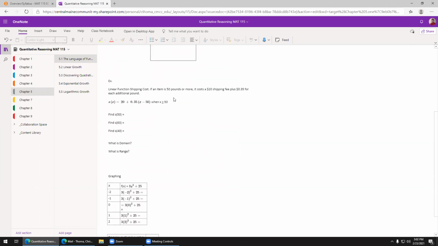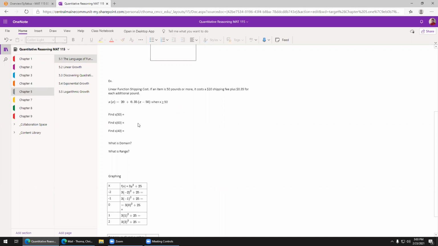So here is an example I just came up with of a linear function of shipping. A lot of shipping has this kind of function, right? And so say we're a shipping company, and if an item weighs 50 pounds or more, it's going to cost someone $20 flat rate to ship it. Like it weighs 50 pounds, you must pay $20 to ship this thing, plus 35 cents for every additional pound, right?